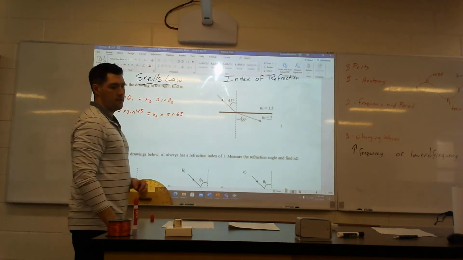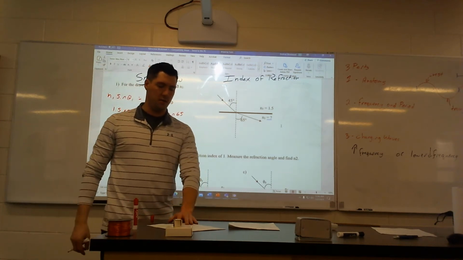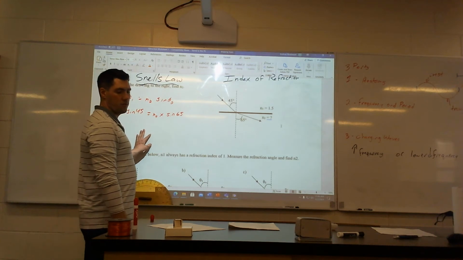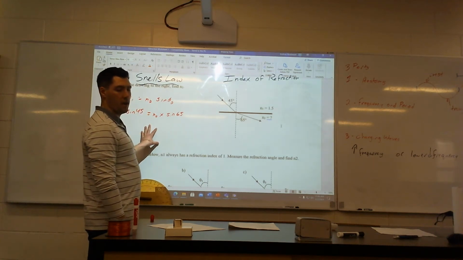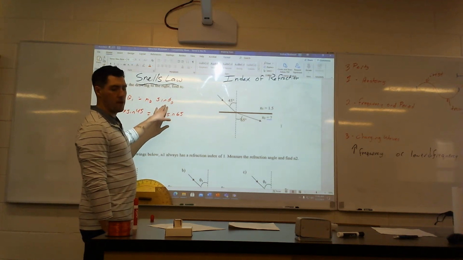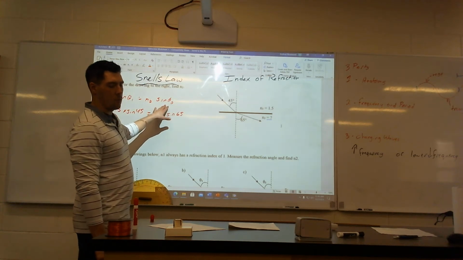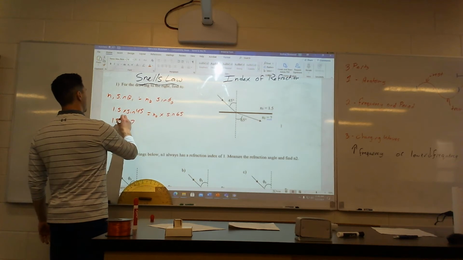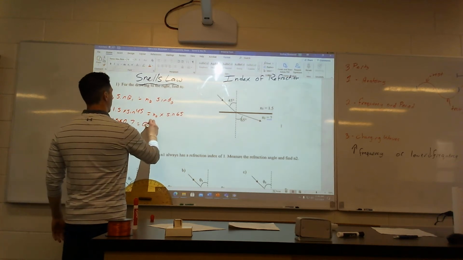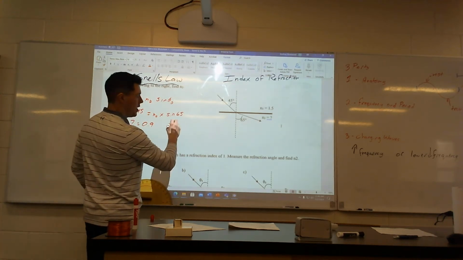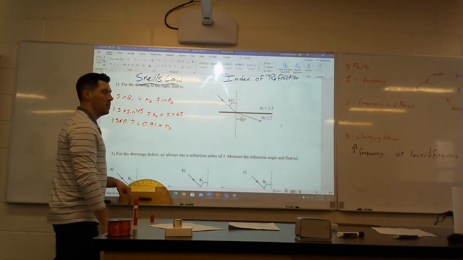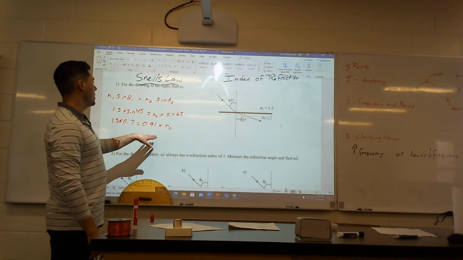Okay, so went through this question, here it is here. Sine of 45 gives me 0.707, so we're just going to use 0.7, and then sine of 65, when I put that in my calculator, gives me 0.91. Okay, so I have 1.5 times 0.7 equals 0.91. Again, still times N2. I flip these around, doesn't matter. N2 is still there. All right, so I want to get N2 by itself.